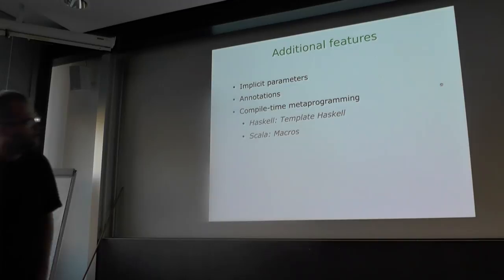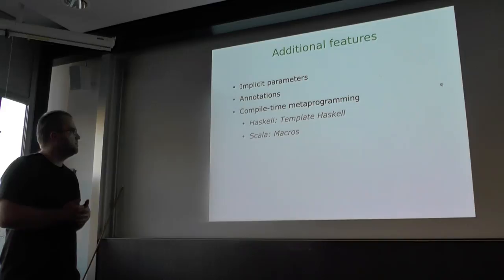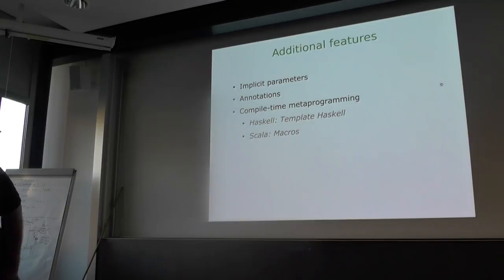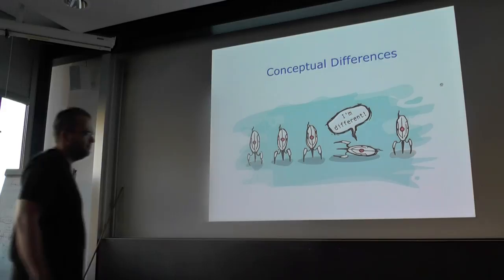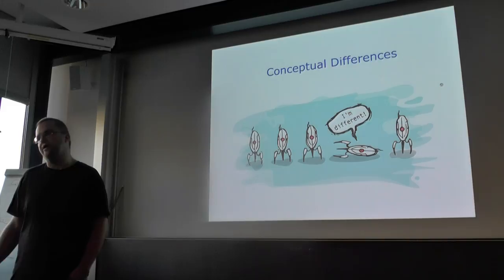Yeah, and there are some additional features that both languages have, but we don't really have to look closely, like implicit parameters. There are some annotations you can use in the code. There is compile-time metaprogramming: Template Haskell in Haskell, and macros in Scala. This is probably too technical, but it's just good to know it's there. So this was just the overview of what we have. As you can see, if you're a Haskell programmer or a Scala programmer, there's lots and lots of stuff that you already know, which is there in the other language. It's probably there in a slightly different form, maybe with some small surprises, but it's there. You can use it. So that's good.